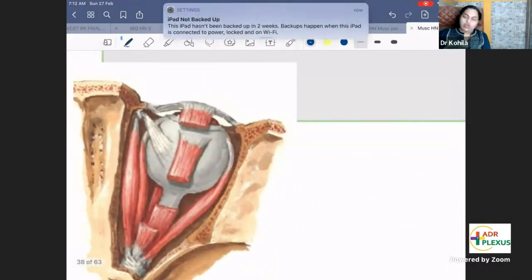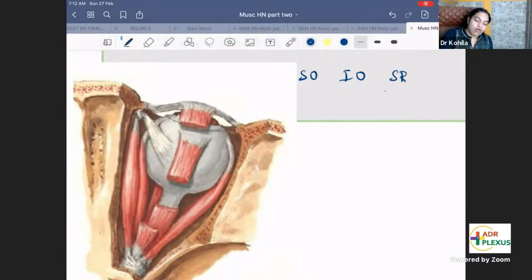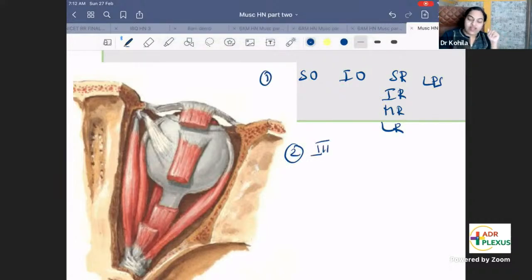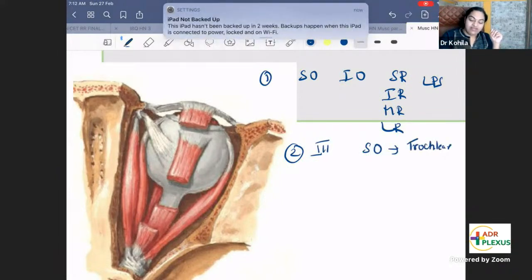Yes. So muscles of orbit, you know, there are the two obliques, superior oblique and inferior oblique, and the four recti: superior rectus, inferior rectus, medial rectus, and lateral rectus, plus levator palpebrae superioris. Names are easy. Nerve supply is also easy, right? All of them are supplied by the third cranial nerve, except superior oblique, which is innervated by trochlear nerve, and lateral rectus, innervated by abducent nerve.